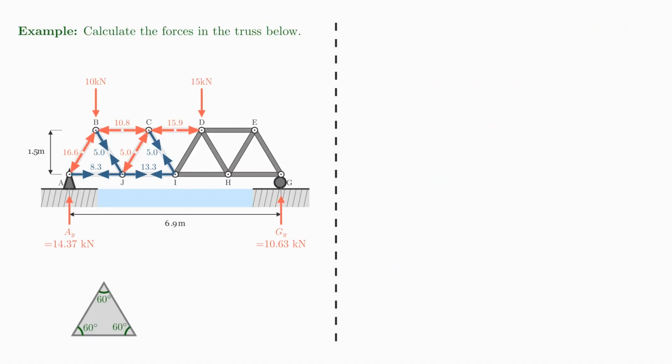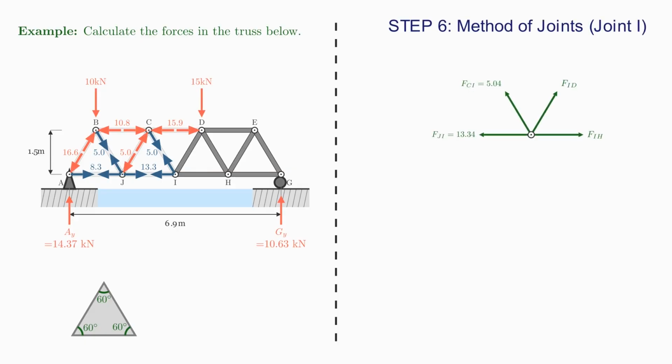Moving on to the next joint, joint I, drawing the free body diagram, and then taking the sum of the forces in the y direction. So the forces going up is the 5.04 sine 60 to take that vertical component of the FCI, plus the vertical component of FID, which is FID sine 60, and these equal to 0. Rearranging and solving, FID is minus 5.04 kilonewtons, so it's under compression.